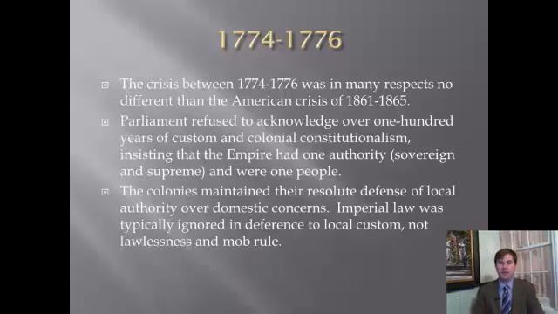By 1774, you have a crisis which was no different in many aspects than the American crisis of 1861 to 1865. Parliament refused to acknowledge over 100 years of custom and colonial constitutionalism. They insisted that the empire had one authority, sovereign and supreme, and were one people. Does that sound familiar? The United States government in 1861 is saying that we have sovereign and supreme legislative authority over you, and we're one people. This is Lincoln's Gettysburg Address. And this is what's happening in 1774, 1775, and 1776.